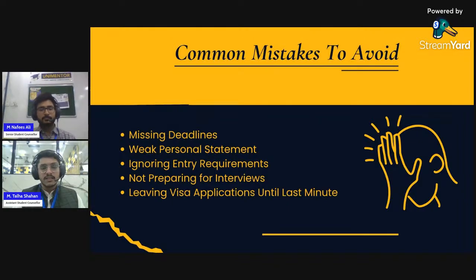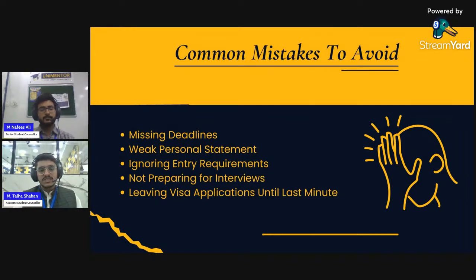Another common mistake is a weak personal statement. It is one of the most common mistakes in the whole process, so it should be avoided. I have told you earlier why a statement of purpose is important, and how you will write your own very strong statement of purpose. In this, you don't just list your achievements, but you tell them how your achievements prepared you for this course, for this university, for your whole career, and for the future goals that you have in your mind.